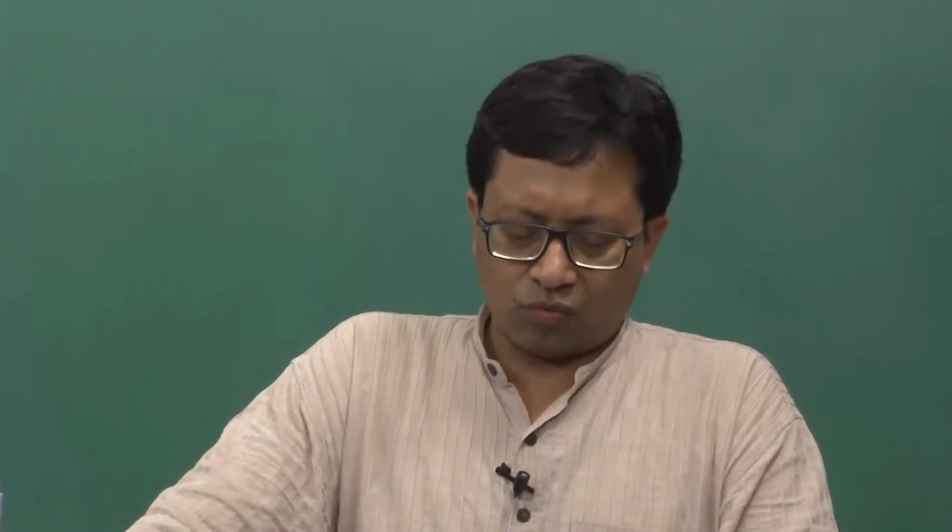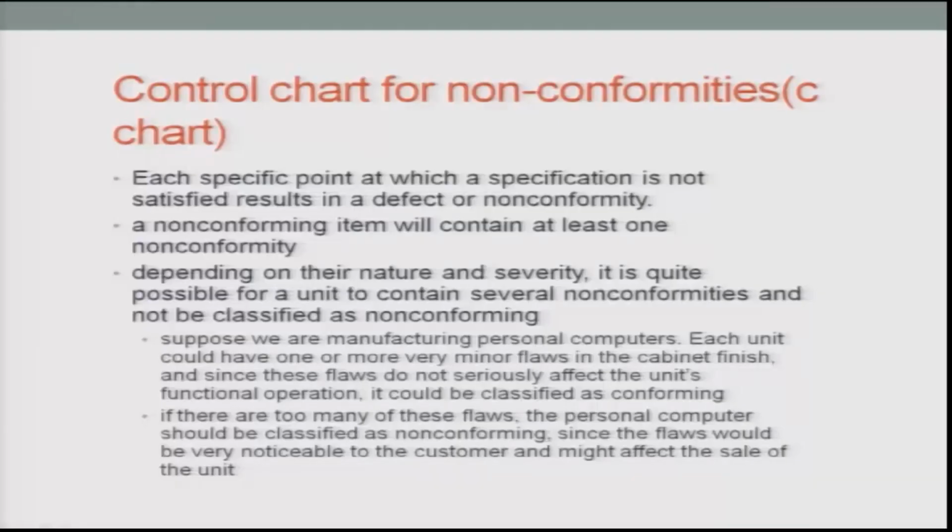Say for example you are checking three types of defects. Consider them to be length, breadth, and say the color or quality of some product being manufactured. If one of them is not according to the standard, obviously you will not consider it conforming to your specification, so it will be a non-conforming product. Depending on the nature and severity, it is quite possible for a unit to contain several non-conformities.